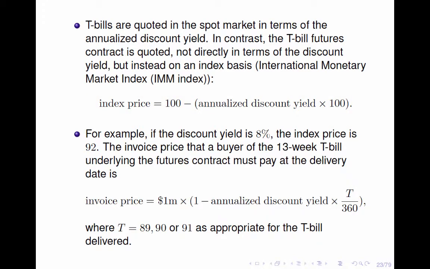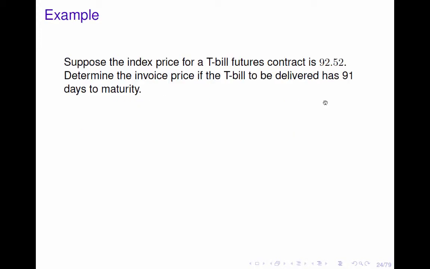At the delivery date, the price that the buyer of the 13-week T-bill underlying the futures contract must pay is the so-called invoice price, which can be calculated as follows, where T could be equal to 89, 90, or 91 as appropriate for the T-bill delivered. Let's take a look at an example. Suppose the index price for T-bill futures contract is 92.52. Can you determine the invoice price if the T-bill to be delivered has 91 days to maturity?